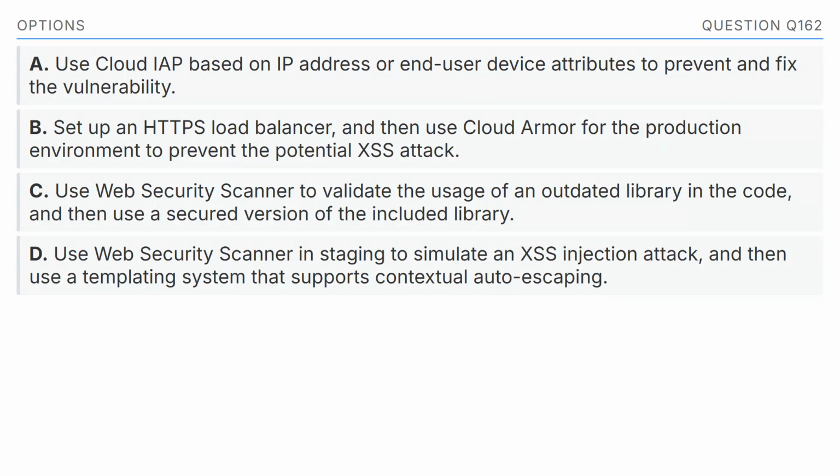The options are: Option A, use Cloud IAP based on IP address or end-user device attributes to prevent and fix the vulnerability. Option B, set up an HTTPS load balancer, and then use Cloud Armor for the production environment to prevent the potential XSS attack. Option C, use Web Security Scanner to validate the usage of an outdated library in the code, and then use a secured version of the included library. Option D, use Web Security Scanner in staging to simulate an XSS injection attack, and then use a templating system that supports contextual auto-escaping.